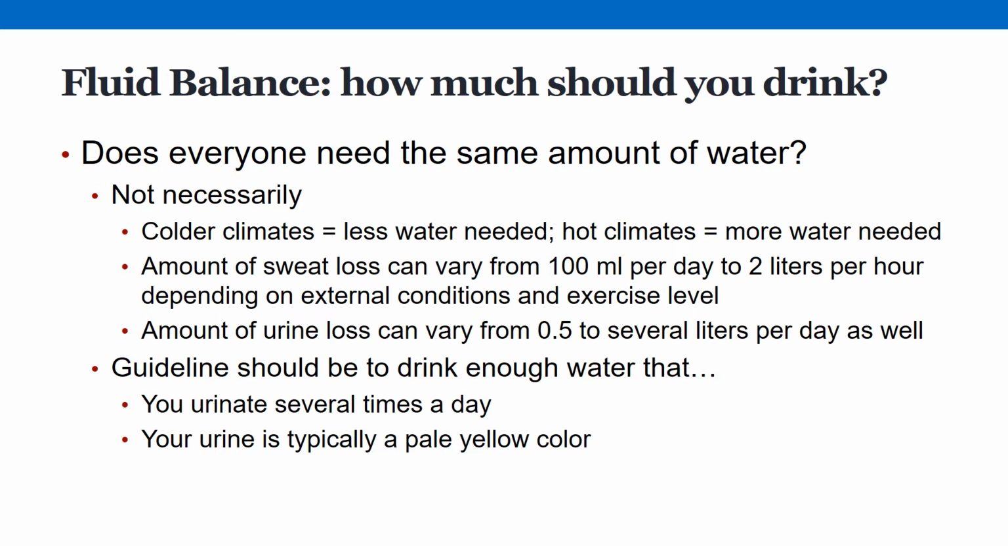The second point is that the amount of sweat loss can actually vary tremendously depending not just on the external conditions, whether it's cold, hot, dry or wet, but also on your exercise level. A passive person in a cold, wet climate might lose only 100 milliliters per day of sweat. A very active person can lose 2 liters per hour of sweat, depending on their exercise level and the external conditions. And finally, the amount of urine loss can vary tremendously, from half a liter to several liters per day.